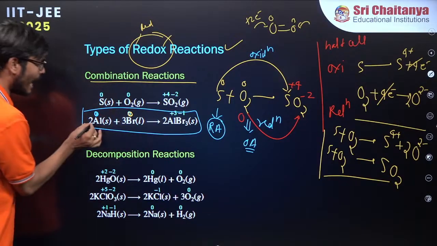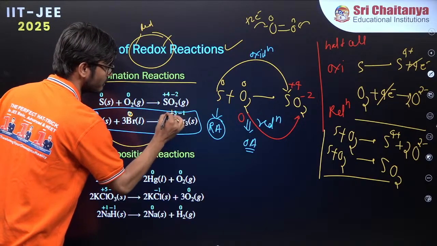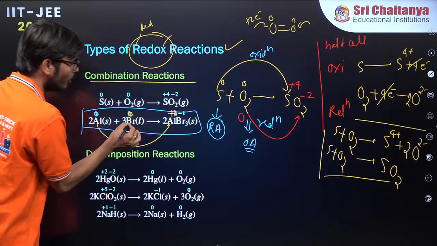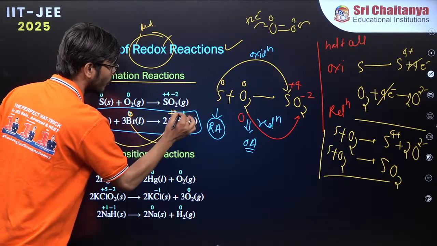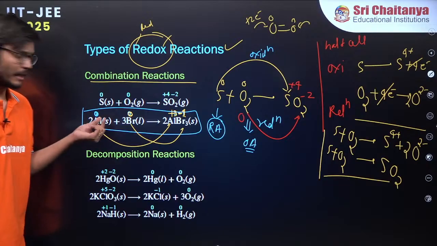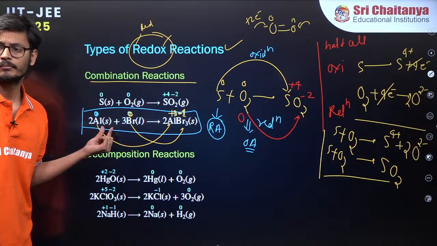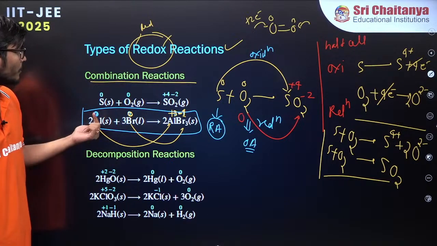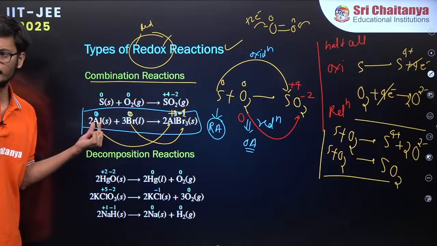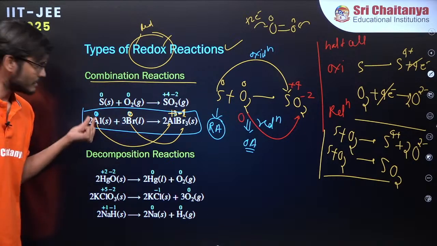What happened? Aluminium gets oxidized from 0 to +3 oxidation state. This is written +3. And what happened with bromine? Bromine from 0 converts into -1. Convert into what, bolo beta ji? -1. So, what is aluminium? Is aluminium an oxidizing agent or a reducing agent? What is aluminium, bolo beta ji? Oxidizing agent or reducing agent? Aluminium self का oxidation.